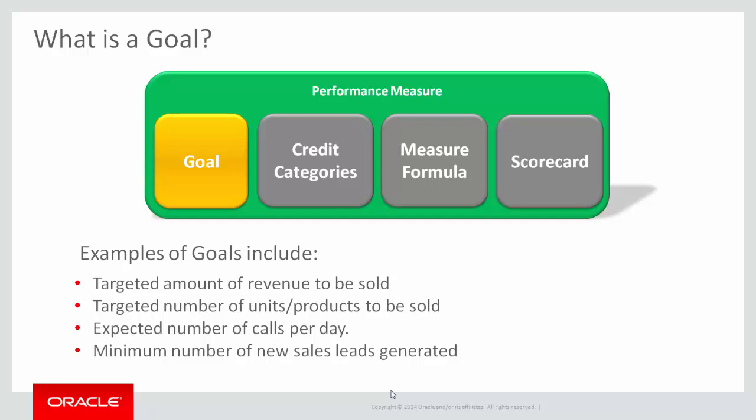So let's talk a little bit about the goal. The goal is, how am I going to be measured for this performance measure? Am I doing it based on the revenue that's being brought in? Am I doing it by a number of units or number of products? Do I have different goals by product? In the examples here, maybe I'm an inside salesperson or a call center person, and I want to be measured based on the number of calls per day. Or maybe I'm part of a demand gen team and I want to measure people based on the number of new leads that are generated. So what is that metric that I'm going to be measuring people against? That's something we call the goal.